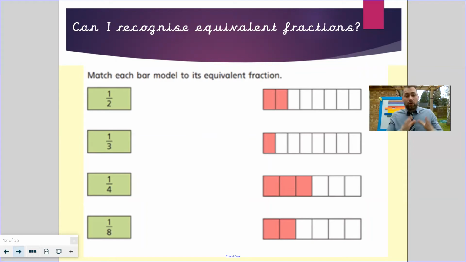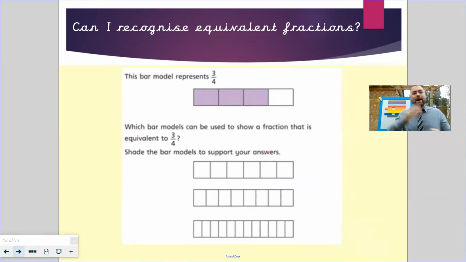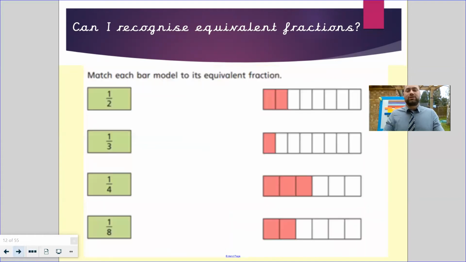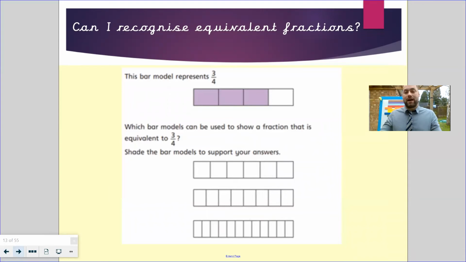Okay, I'll talk about this one when I go through the answers, but you're looking to find the equivalent fraction to the one on the right hand side. And in this picture here, this is a bar model that represents 3/4. Which bar models can be used to show a fraction that is equivalent to 3/4, shading the bar models that work for that statement. So this is task 1. Everyone should be doing this. If you want to push yourself, do challenge 2. But if you want an extra challenge to really push yourselves, go on to challenge 3.